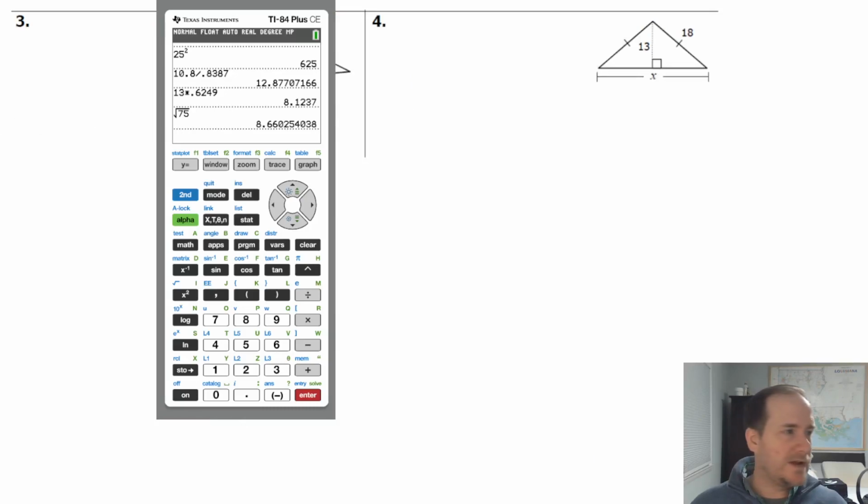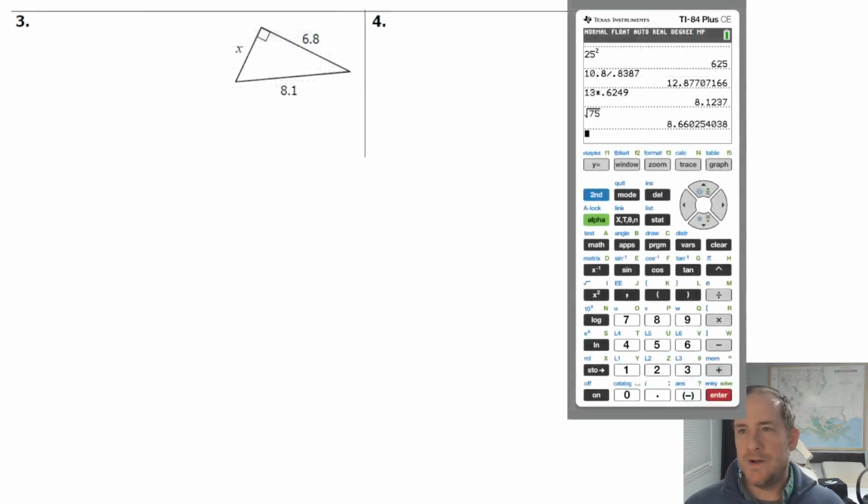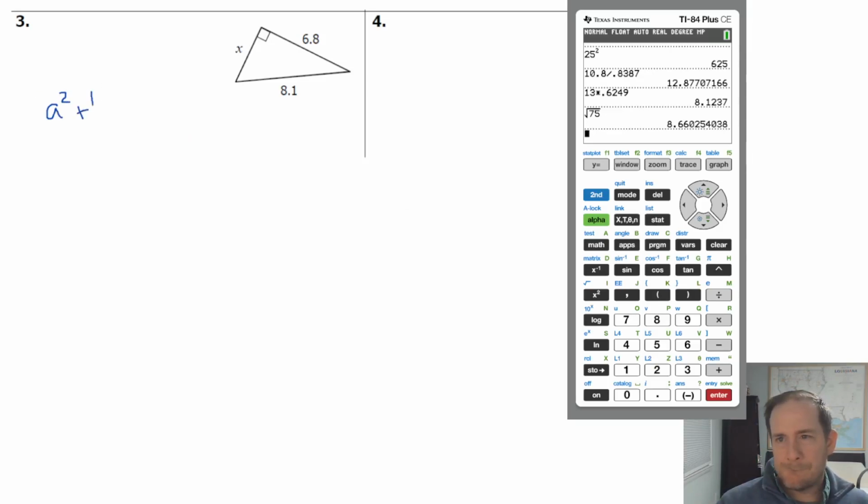For number 3, I guess let's keep the calculator up. Probably going to need it. Let's just move it out of the way. All right, so for number 3, again, it's Pythagorean Theorem. So just write out the formula, and then plug into it. Again, making sure the hypotenuse, the 8.1, goes where c goes. Then the other two legs are 6.8 and x.